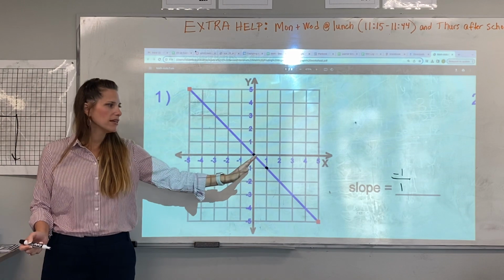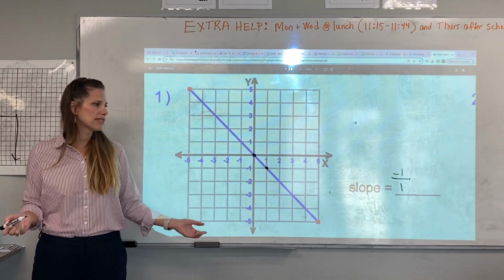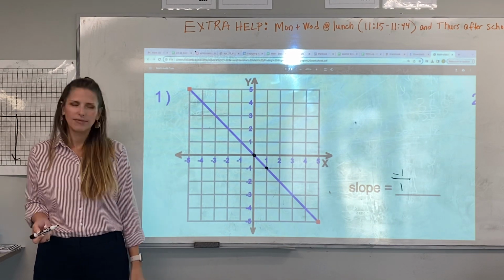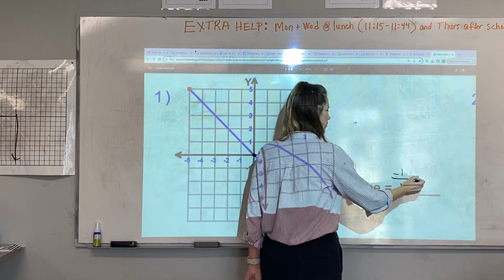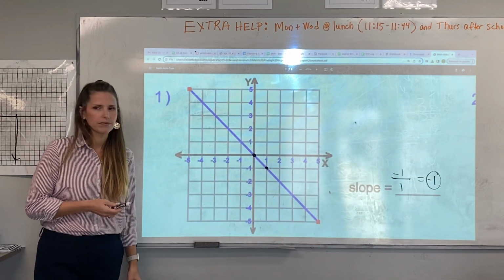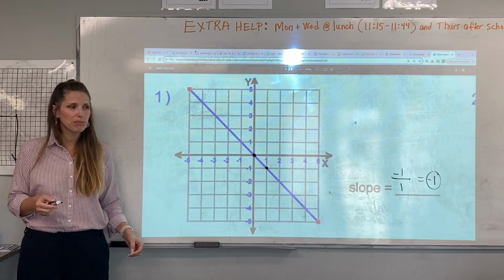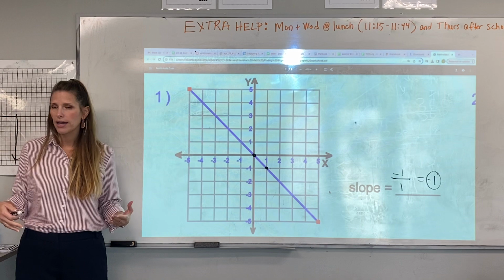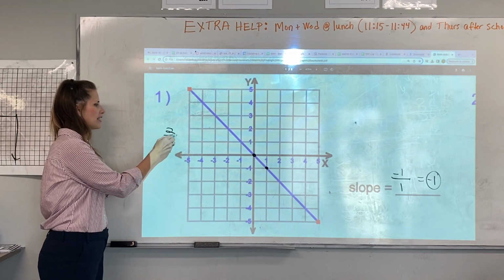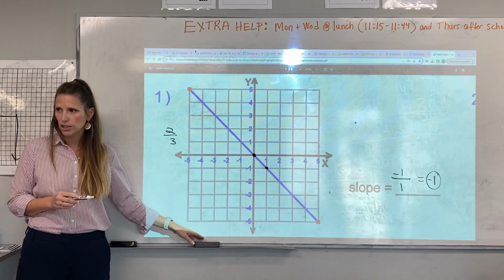Now, is that a simplified slope? No, it's really close though. How would you simplify negative 1 over 1? Yeah, and you'd get what? So negative 1 is your slope. When your slope is a fraction that can be simplified, reduced, divided, you have to simplify it. If it's a fraction that cannot be reduced or divided, then leave it as a fraction, okay?